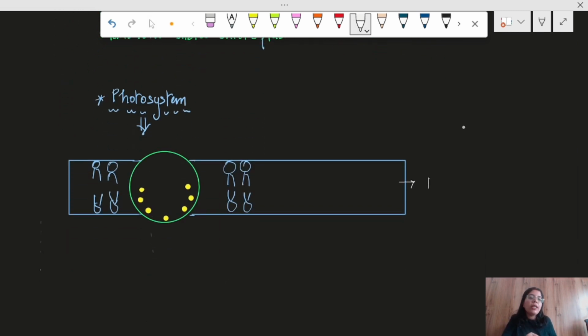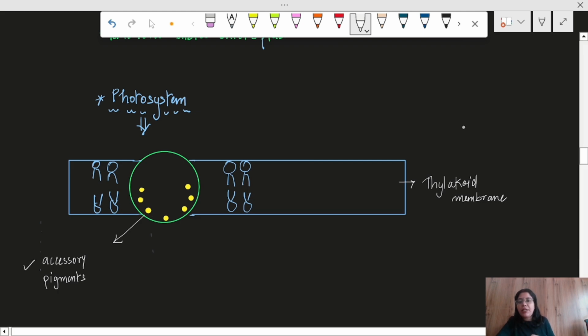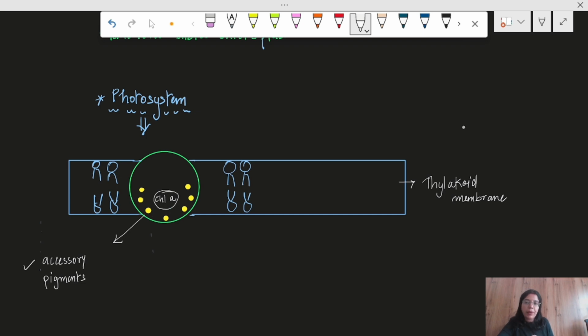So by now you understood that this is our thylakoid membrane, right? On this thylakoid membrane, this is how the photosystem appears. A photosystem is actually a multi-pigment protein complex in which a lot of things are present. These things drawn here in yellow color, you can consider accessory pigments. Some of them can be chlorophyll B, some can be carotene, some can be xanthophylls. So these are accessory pigments. And here in the center, you have chlorophyll A, which is the main reaction center pigment, right?